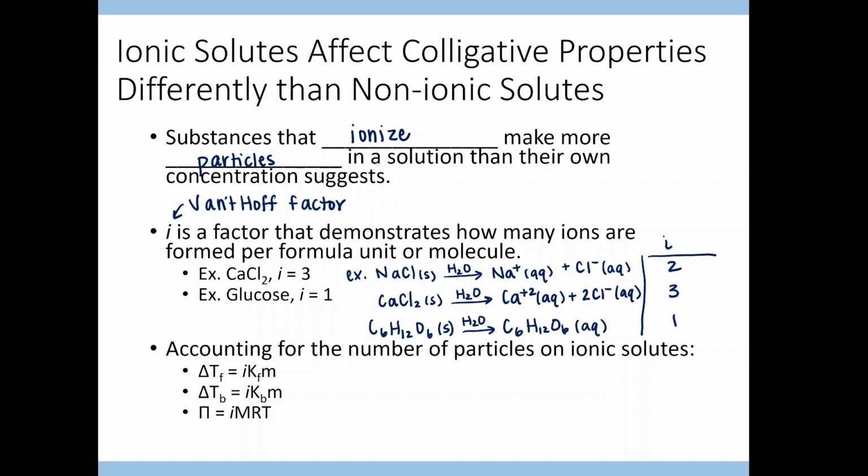So for any ionic compound, any electrolyte that dissolves in solution, we have the same 3 formulas for freezing point depression, boiling point elevation, and osmotic pressure. But this Van't Hoff factor is added and multiplied in each of those equations. So for electrolytes, you must include i, that Van't Hoff factor, in these equations.